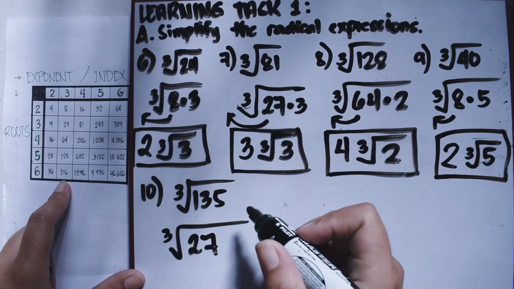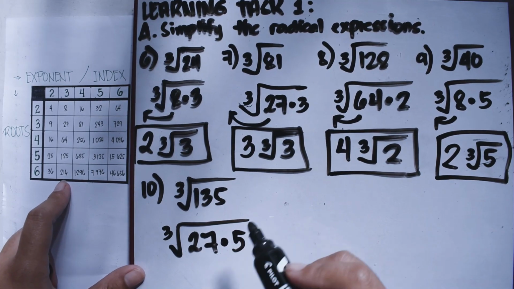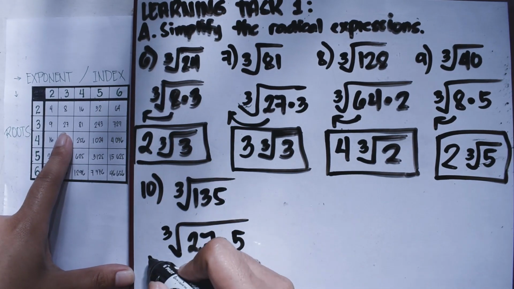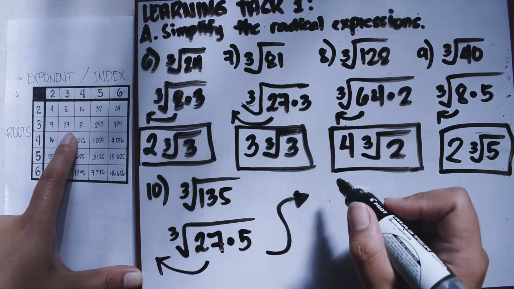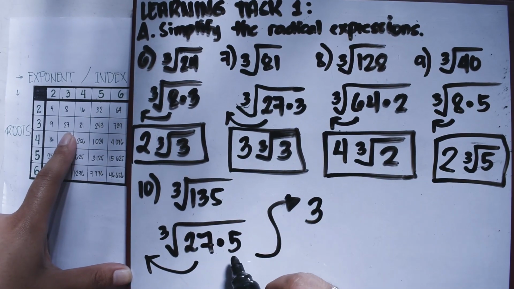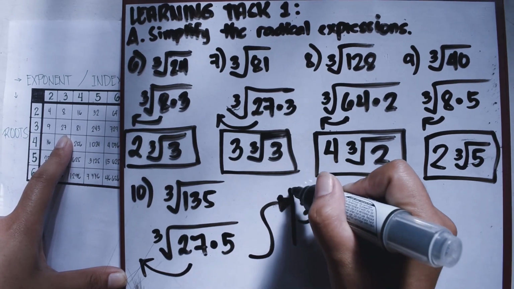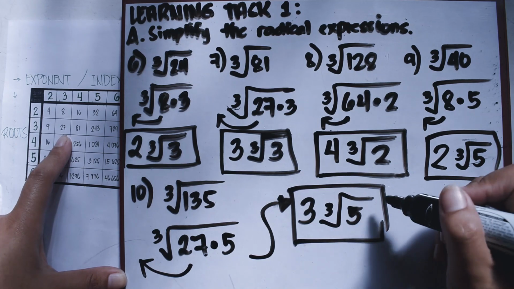So, saan ko times sa 27 para maging 135? Sa 5. Marunong naman kayo mag-divide. So, kayo na po bahala doon. Now, what is the cube root of 27? Siyempre, ayun, perfect cube. So, pag nilabas ko to, cube root of 27 is, base sa table, we have 3. So, 3, and then matitira sa loob si 5. So, 3 cube root of 5. So, ito na po agad ang final answer natin sa number 10. So, we have 3 cube root of 5.